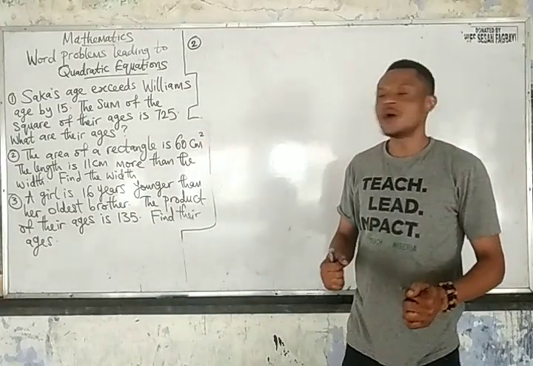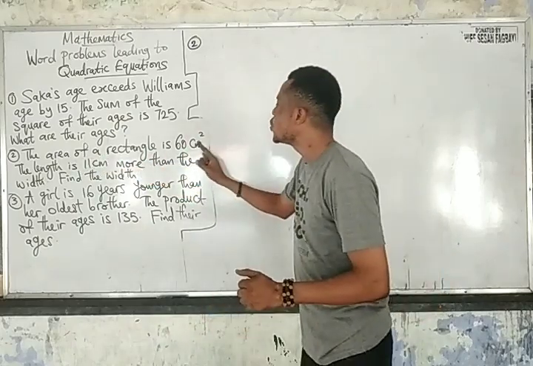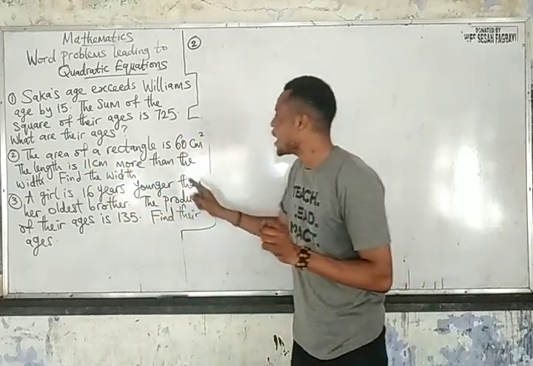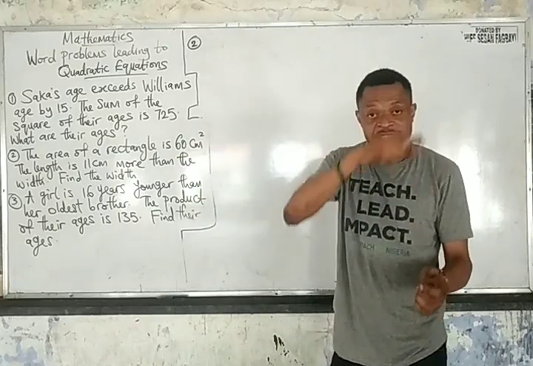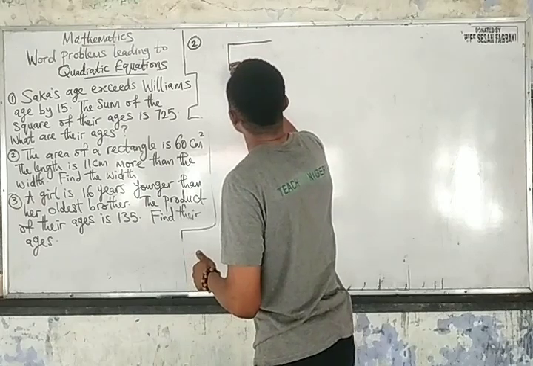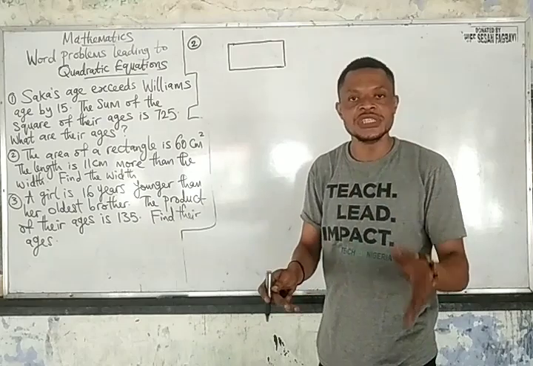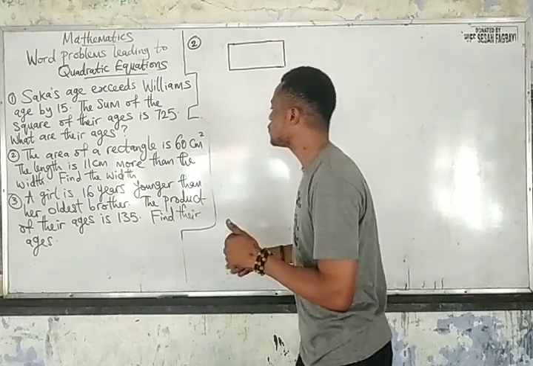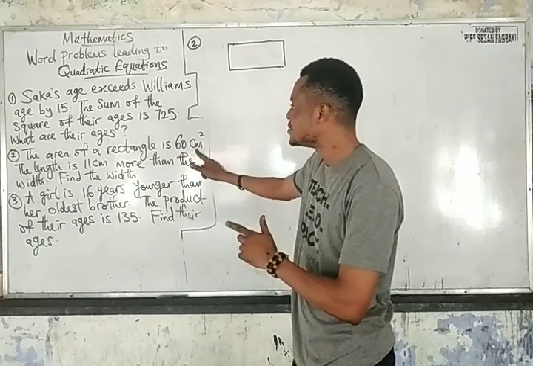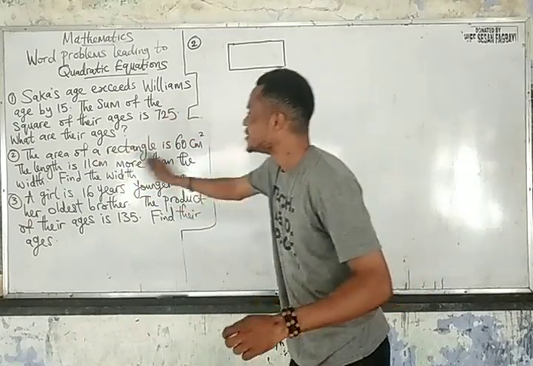Sure, we go straight to the second question. Here it states that the area of a rectangle is 60 centimeters square, and the length is 11 centimeters more than the width. The width is also the breadth. Okay, we have a rectangle like this. Every rectangle, the area of a rectangle is length times breadth. Let's take that one, the first clue. Then you now get it to us that the area of this rectangle is 60 centimeters. The length is 11 centimeters more than the width.